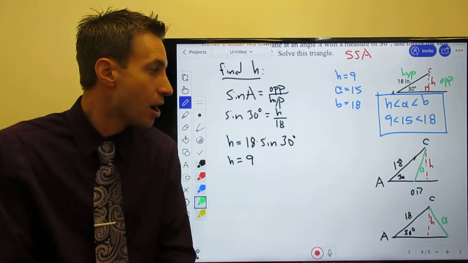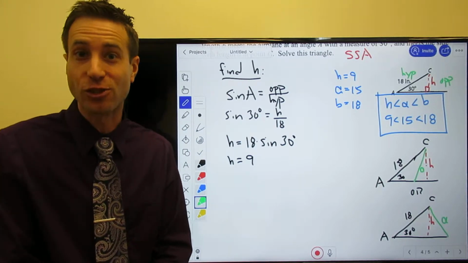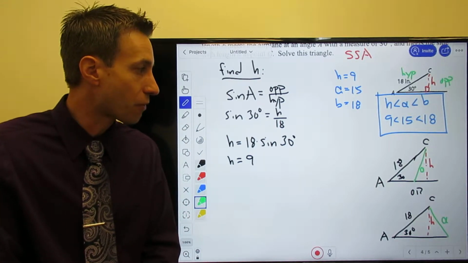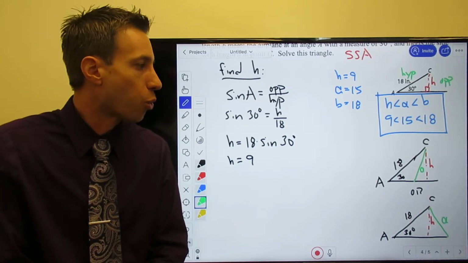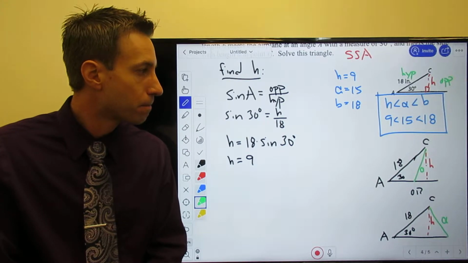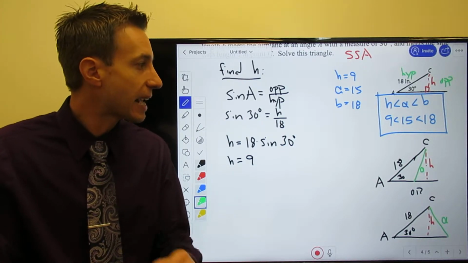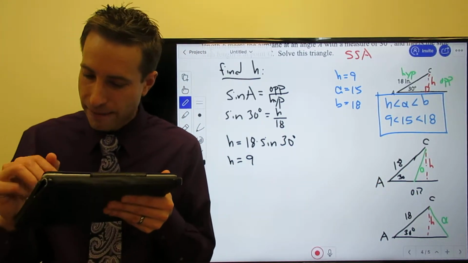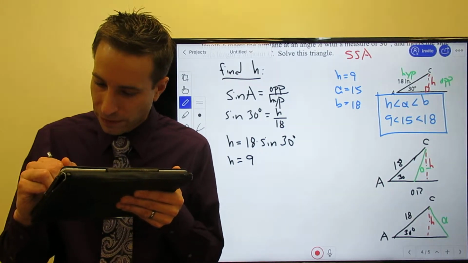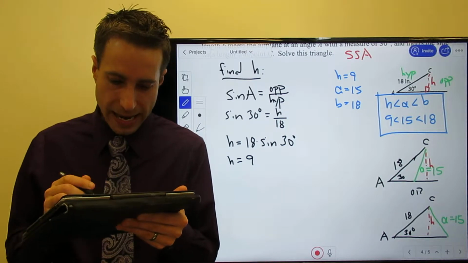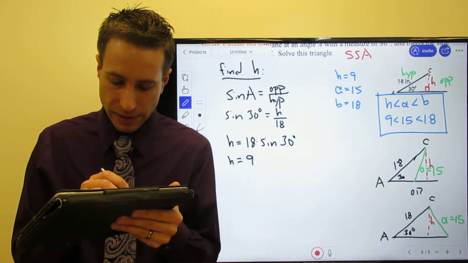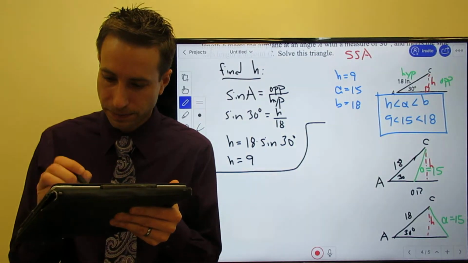Both of them are possible, and so I'm actually going to have to solve for both of them. We're going to have to solve them both. And it's not too terribly difficult. We just have to do the work twice. So here we go. Let's go ahead and do that work. Again, you know side A. Remember, A is equal to 15. So we're going to go ahead and set up our law of sines. Here we go.